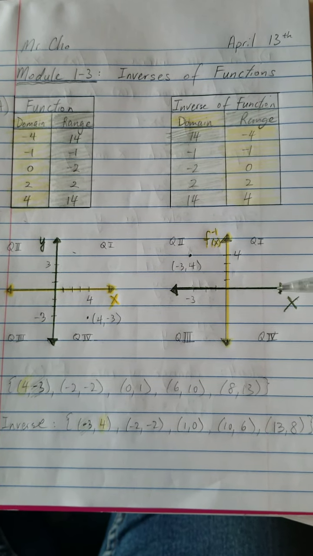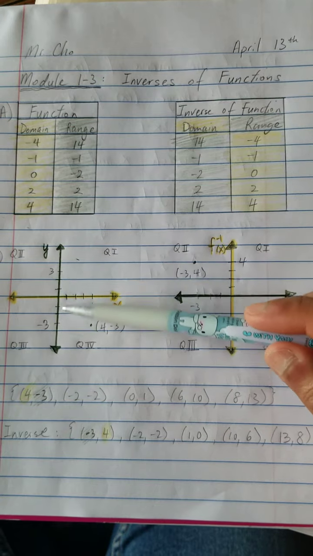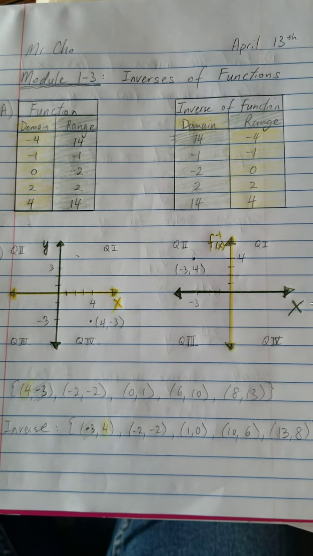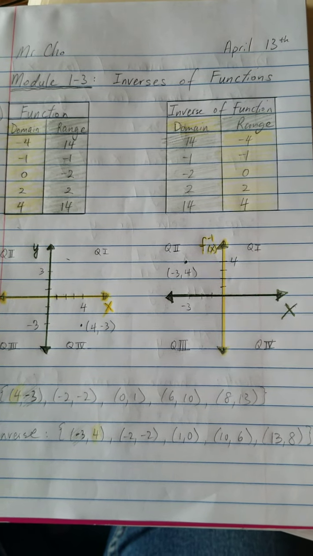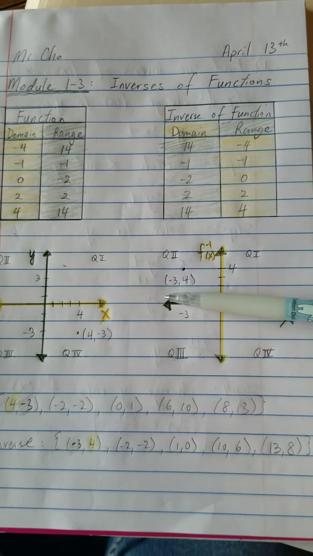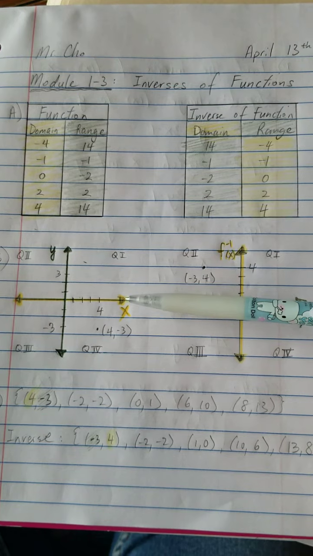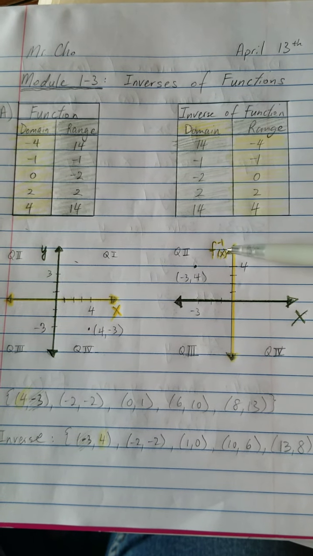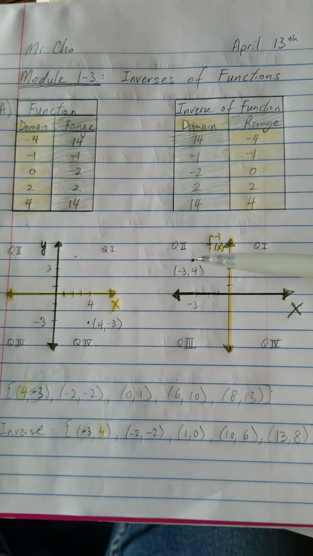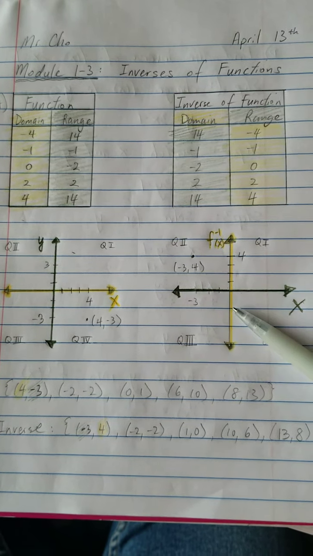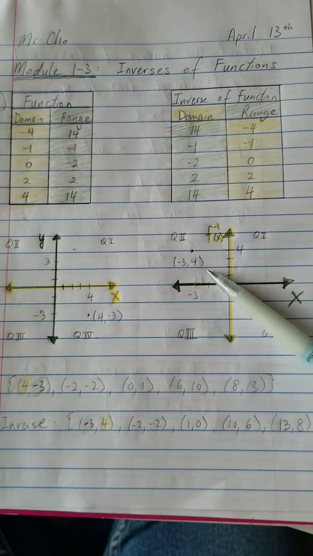Why? If you notice, if you switch the x and y, your range will become the domain of your inverse, and the domain of your function will become the range of your inverse. And the points will be diagonally away from each other.